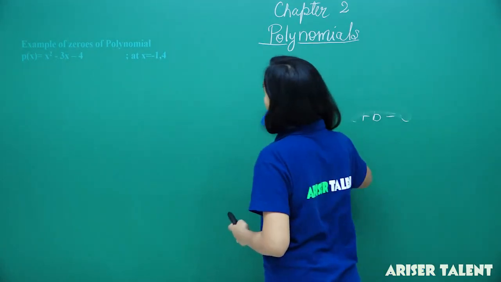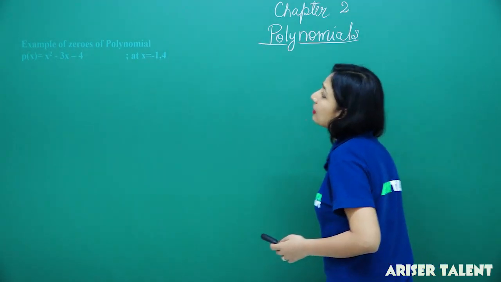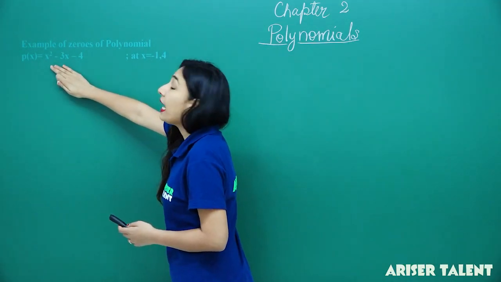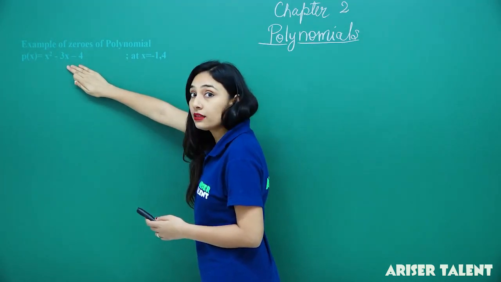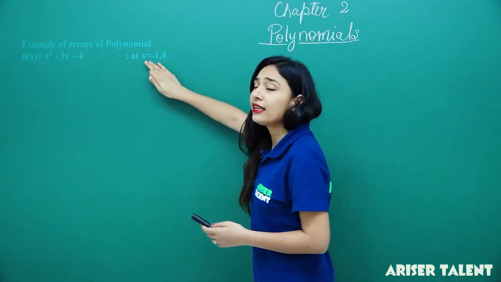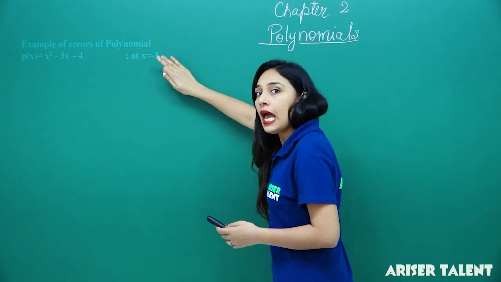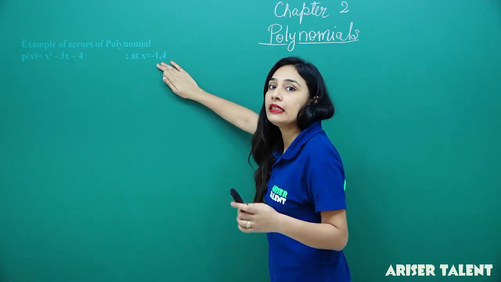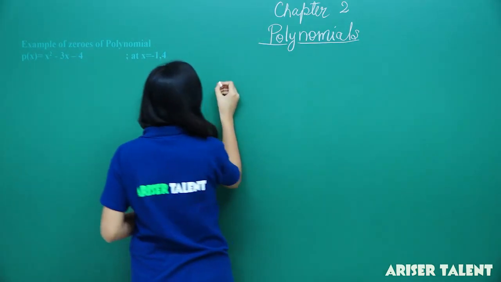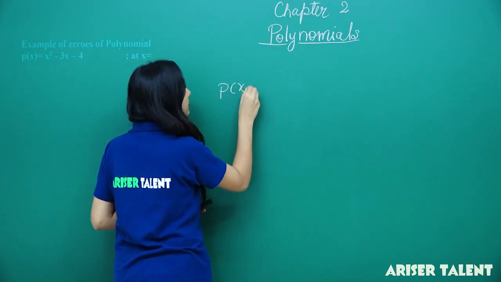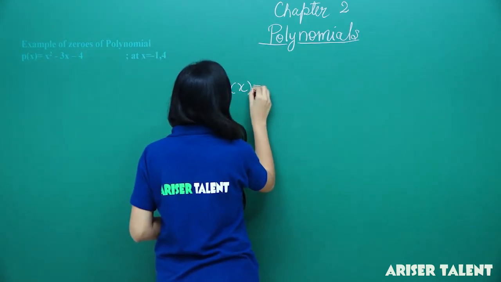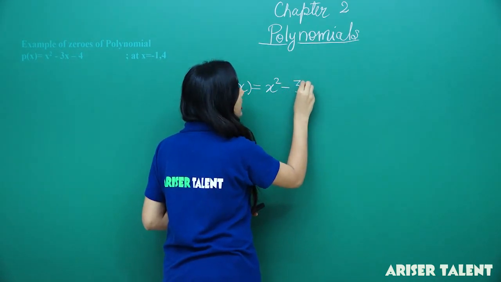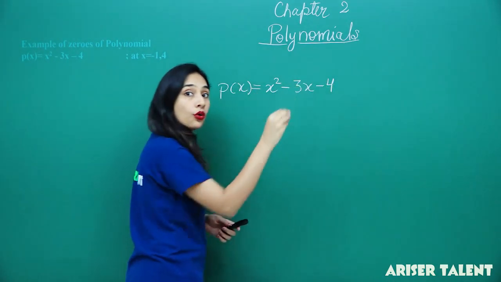Now we'll discuss this example. p(x) is equal to x square minus 3x minus 4 at x equals minus 1 and 4. We'll find out the values. In this way, we can understand it in a better way. So, I'm writing it here. p(x), polynomial of x, equals x square minus 3x minus 4.